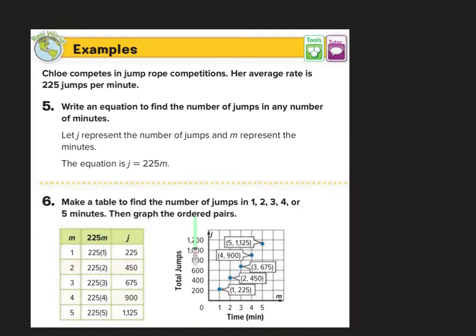Next, we can make a table to find the number of jumps in 1, 2, 3, 4, or 5 minutes. Then graph the ordered pairs. So at 1 minute times 225, we get 225 for J. 2 minutes times 225 is 450, and so on and so forth until we get to, at 5 minutes, we have 1,125 jumps. We can plot those on a graph, and we can easily see that as minutes increases, jumps increases as well. It's also important to note that because both go up at an even rate, this is a linear relationship.